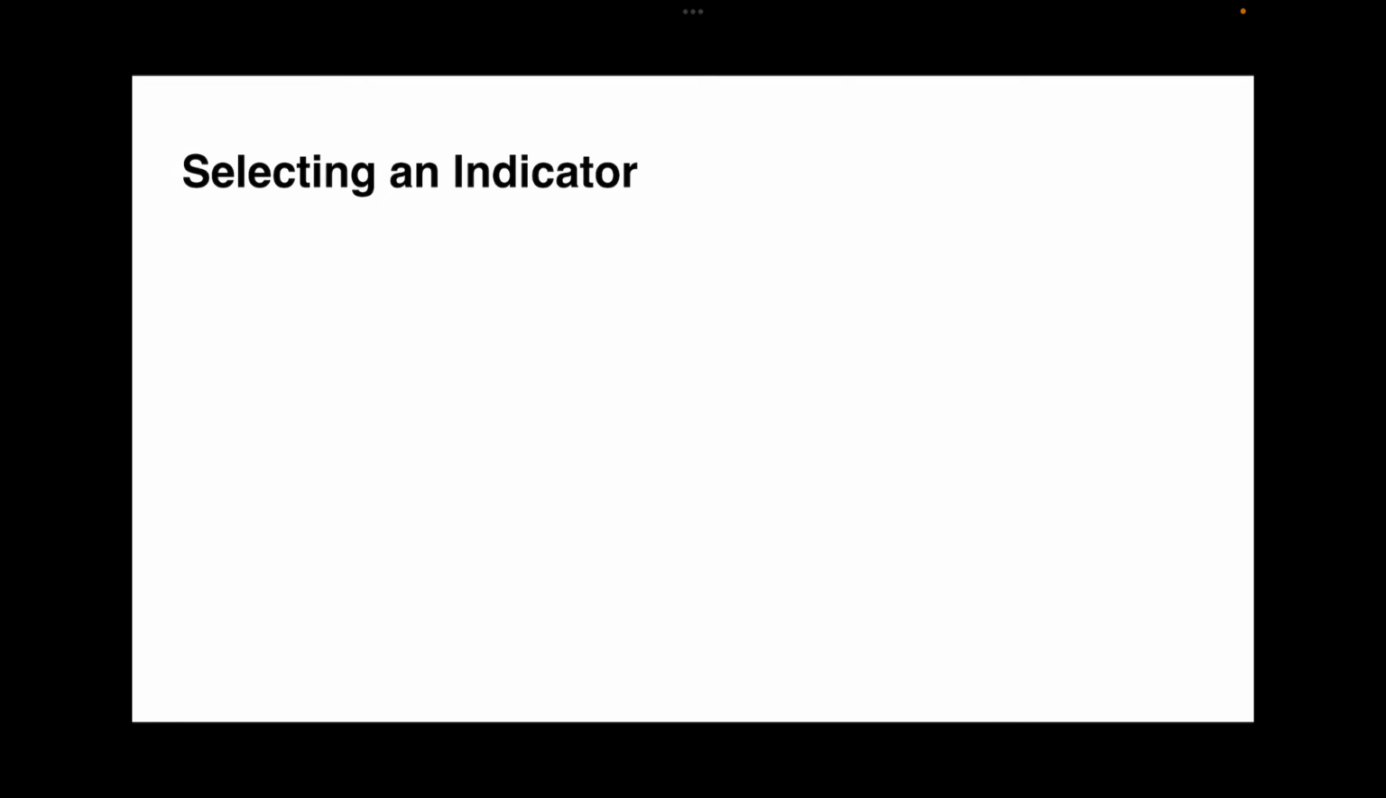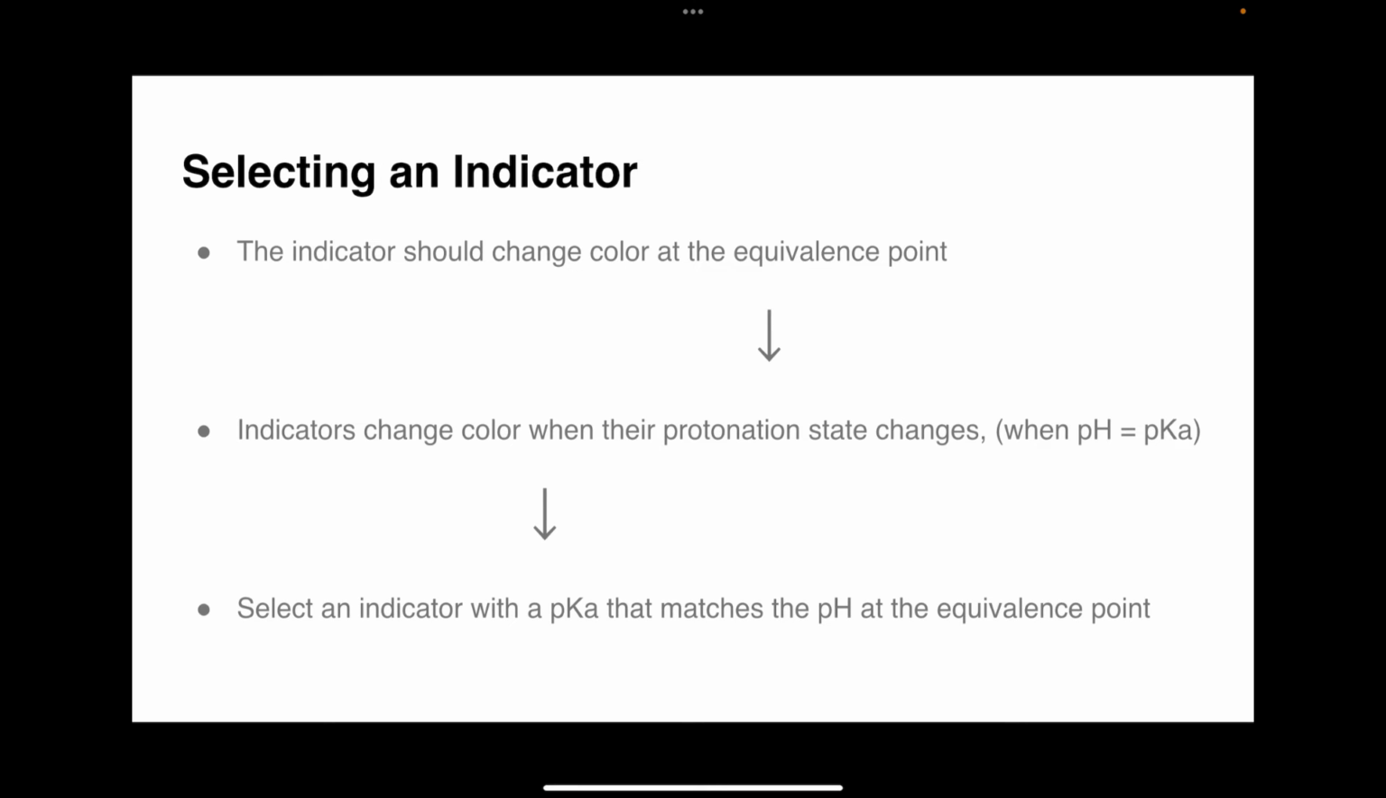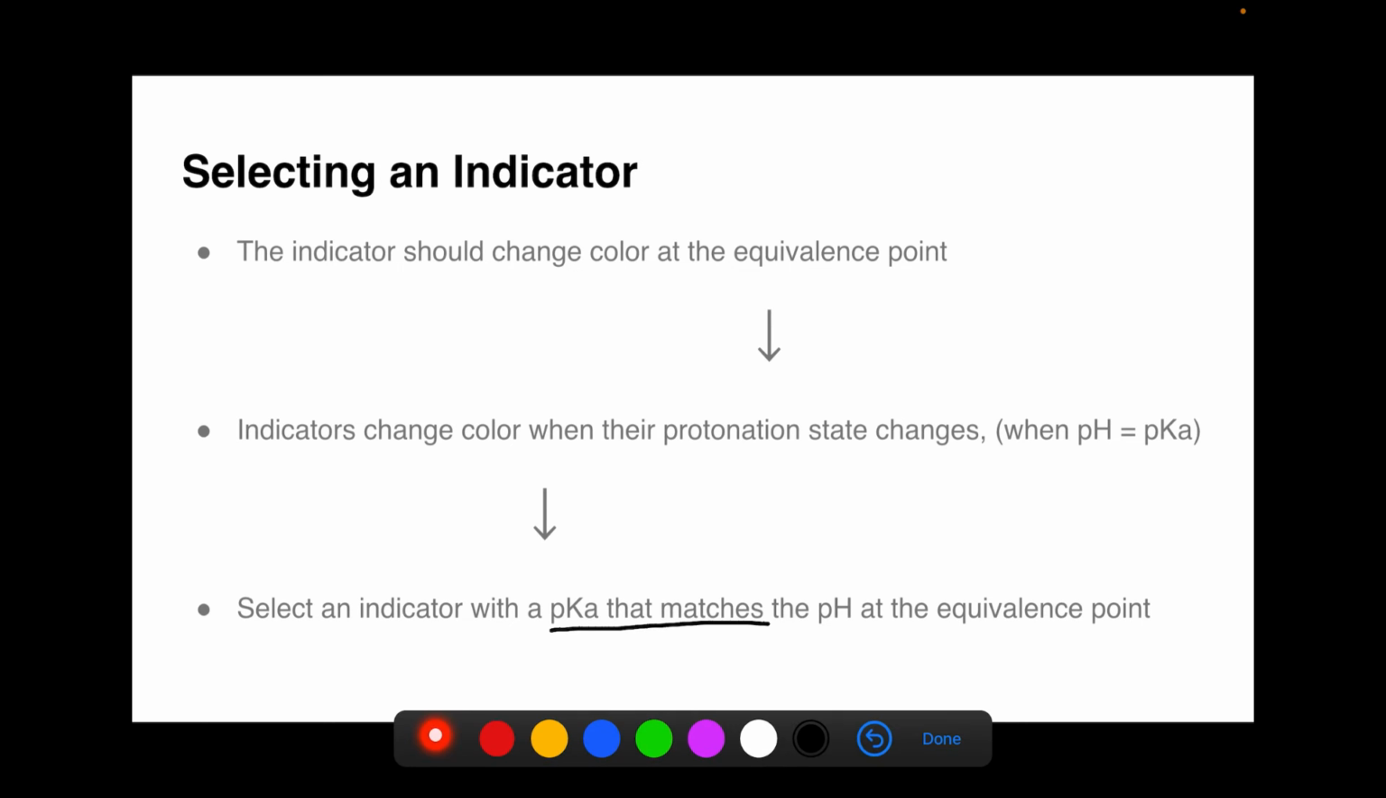Now let's consider how to use this information to select an appropriate indicator for titration. The indicator should change color at the equivalence point of the titration. Recall that's the main function of an indicator in a titration, to indicate when the equivalence point has been reached. Indicators change color when their protonation state changes. Recall that this happens once we pass the point where the pH equals the pKa in either direction. Therefore, we should select an indicator with a pKa that matches the pH at the equivalence point. This will cause the color change to occur when the equivalence point is reached.